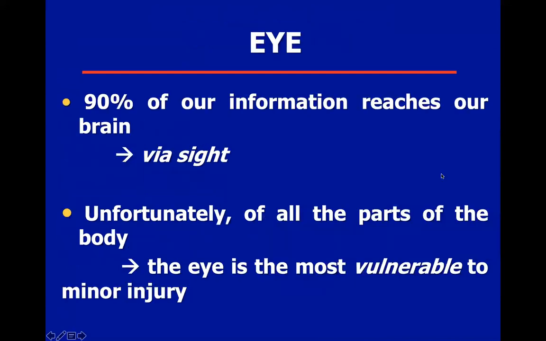Really very important. 90% of our information reaches our brain through sight. Unfortunately, of all the parts of the body, the eye is the most vulnerable to minor injury because it's exposed. If anything comes flying, a ball, a tennis ball, God forbid, an instrument, because we tend to look at whatever's coming towards us, your eye becomes the point of injury.